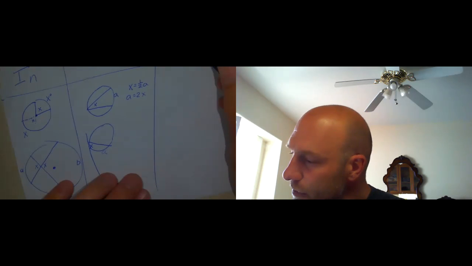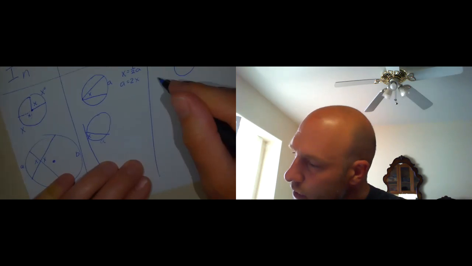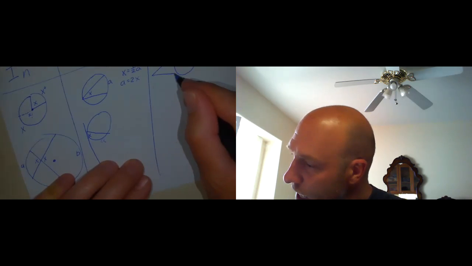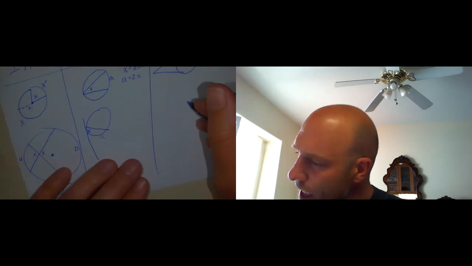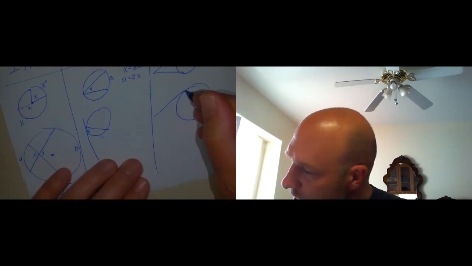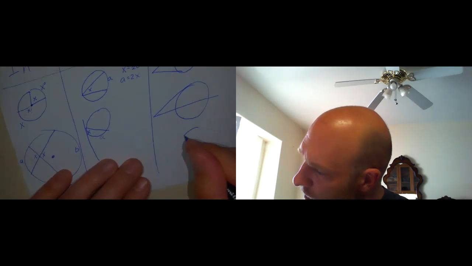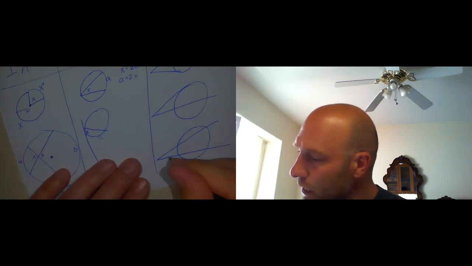The last one is outside the circle. And there are a few varieties of this. There is the tangent case, which is a special case, and I'll do that one last. There is, of course, a tangent secant and a secant. And the same formula works for all of them.